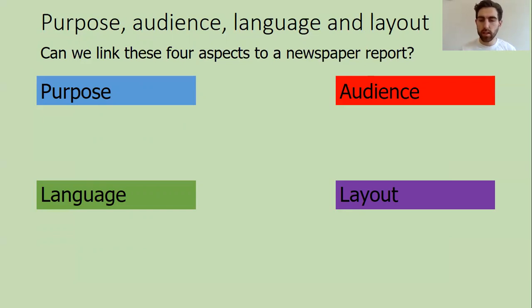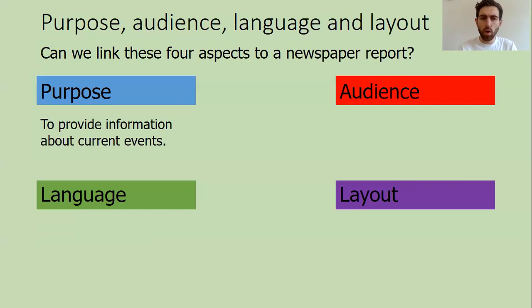Okay, super. Let's go through some of the answers and hopefully you've got some similar answers too. Okay, so like we mentioned already, a newspaper report contains news, which is all about things that are happening currently in the world, that are significant, that are important for people to know about. So that's our purpose, to provide information about current events. Okay, what about our audience then? Well, hopefully you wrote down something similar to this.